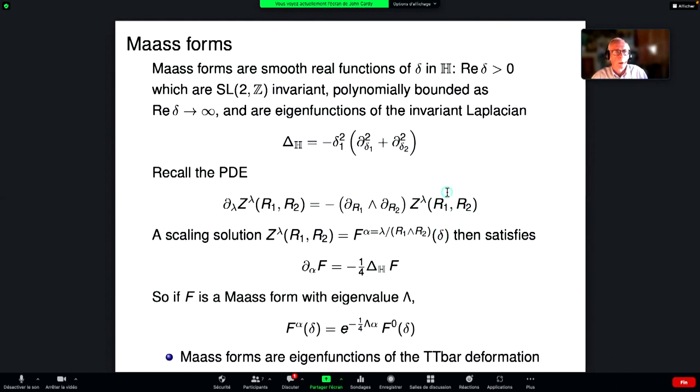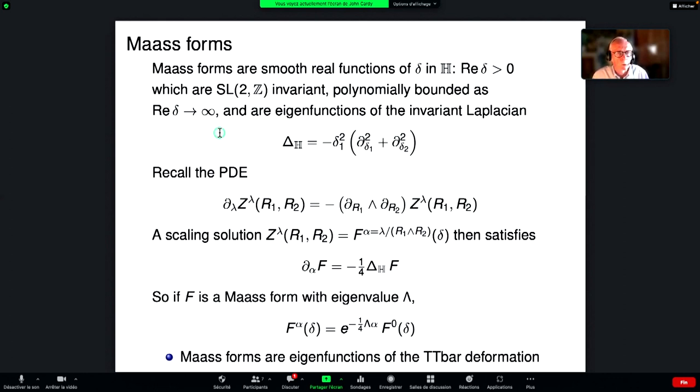And just to finish with, if we're now talking about real modular forms rather than holomorphic modular forms, then one needs to impose extra conditions on them for them to be interesting. And the thing that is often done is to impose that they be harmonic rather than holomorphic. So that means that they are eigenfunctions of the invariant Laplacian in the half plane, which is this expression here. So if they are these eigenfunctions and they're invariant, or actually covariant, that is, they transform like modular forms, and they're polynomially bounded and so on and so forth, then they're called Maass forms.